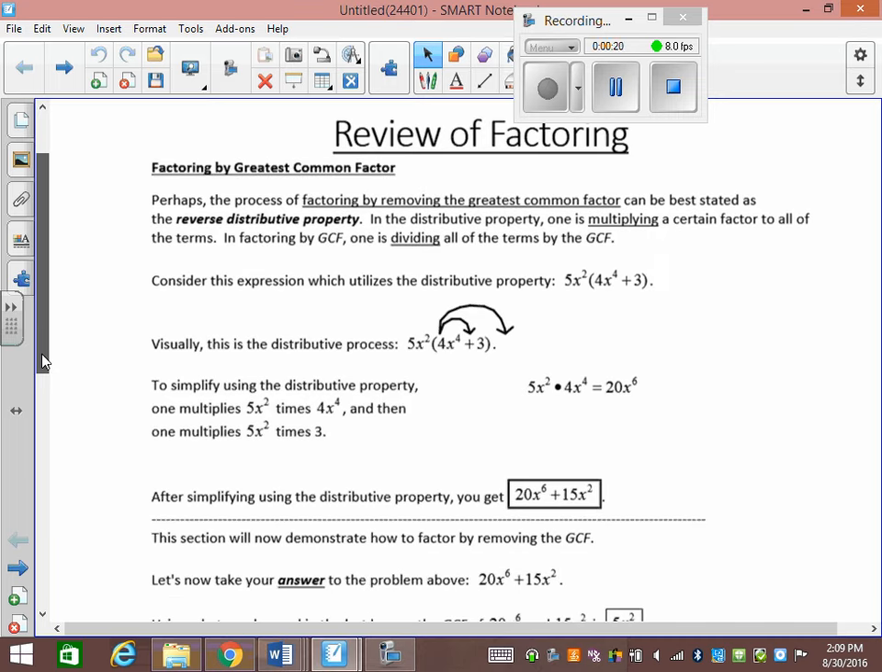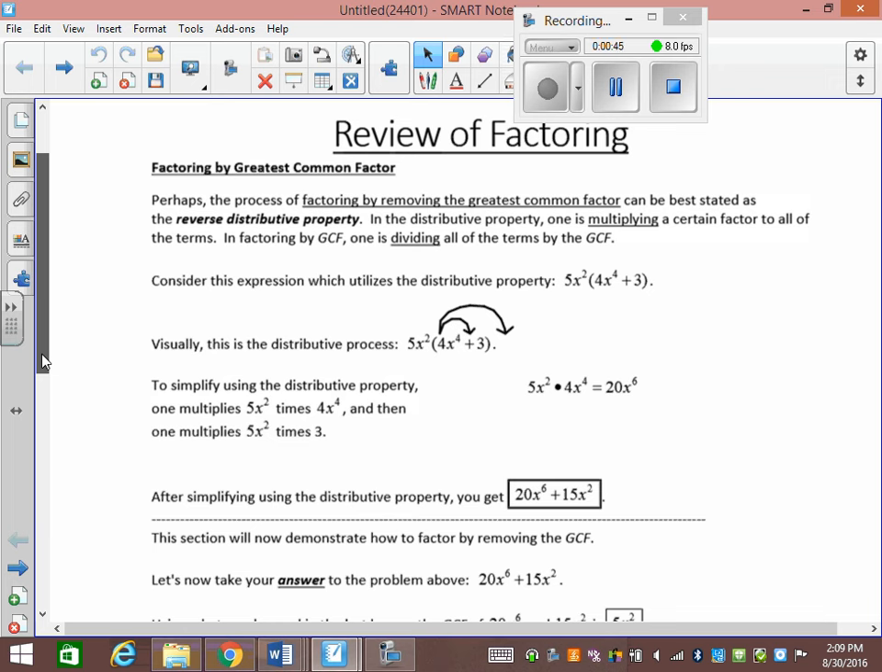So, factoring by greatest common factor. Perhaps the process of factoring by removing the greatest common factor can be best stated as the reverse distributive property. In the distributive property, one is multiplying a certain factor to all of the terms. In factoring by GCF, you're taking that one thing back out. Okay? So, consider this expression, which uses the distributive property.